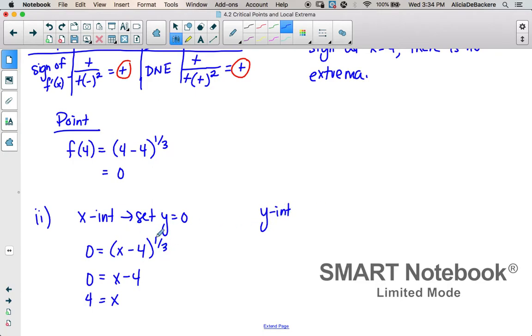Here I didn't have to worry about the plus minus, right? Because it was a 1 in the numerator, so I wasn't actually taking the square root of both sides at any point. So for the y-intercept, I'm going to set the x value equal to 0, so subbing in f at 0.